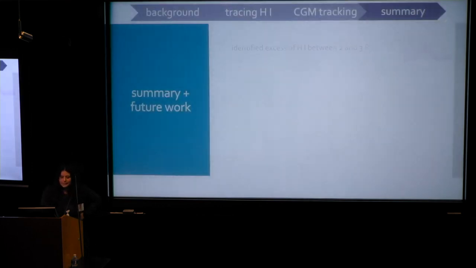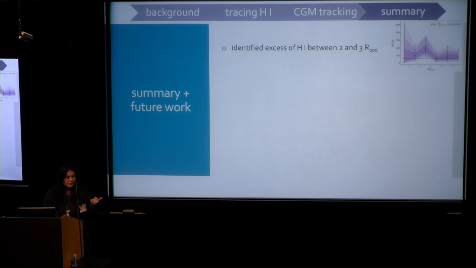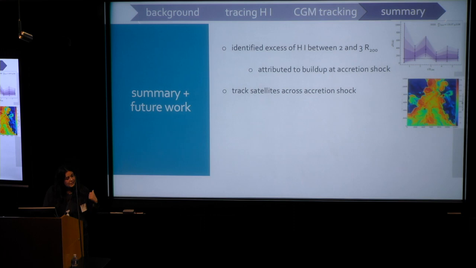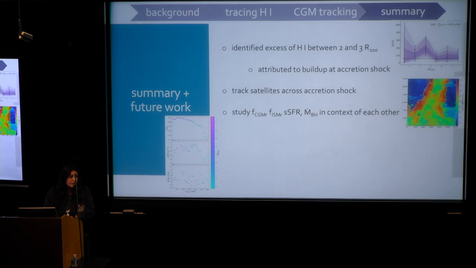So in summary, I have identified this excess of HI observationally between 2 and 3 R200 that we are attributing to the location of the accretion shock front. I have in TNG now begun to track satellites across this accretion shock to identify if there's any stripping of the CGM. And I'm studying not only the CGM, but other parameters that could be indicators of quenching in context with it at the same time.